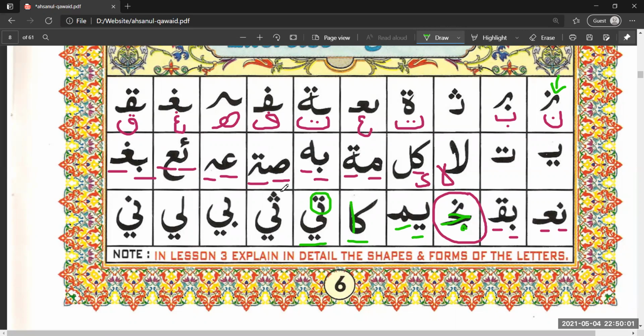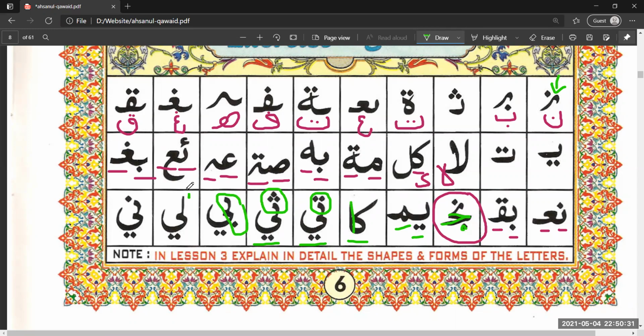Next one. See if you can do this one by yourself. If you got tha, because of the 3 dots, and then ya, you are correct. This next one, I'm going to circle the first letter. This has 1 dot at the bottom. So we know that that is a ba, and it's connected to a letter with 2 dots at the bottom, which is a ya. So ba and ya.